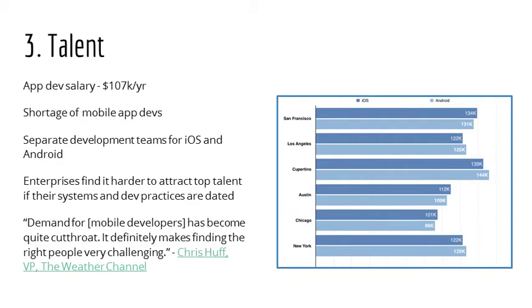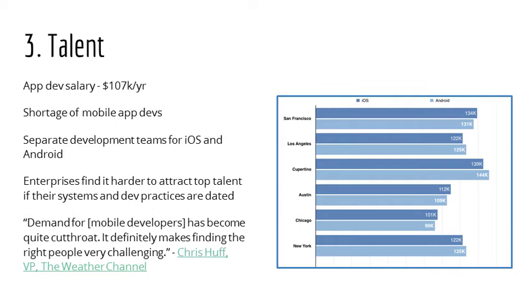Thirdly, talent. There's a real shortage of mobile developer talent today. The average salary for a mobile developer is about $107K per year. And this could vary a bit depending on which city you're in. But across the board, we see that there's a huge shortage in the amount of mobile developer talent available and how much organizations need.